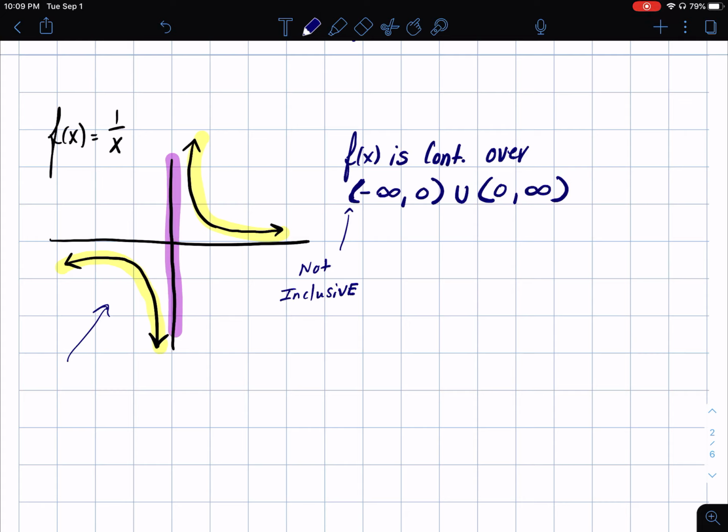So this is the domain, and it actually ends up being where it's continuous as well. And we're always using x values here. So these are x values. We could also say over the set of all real numbers where x does not equal 0. So that's another way that we could write that same thing.